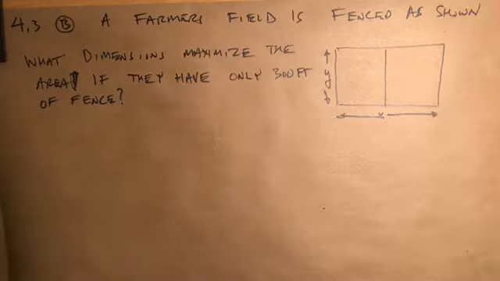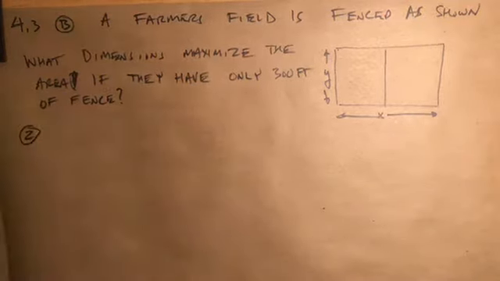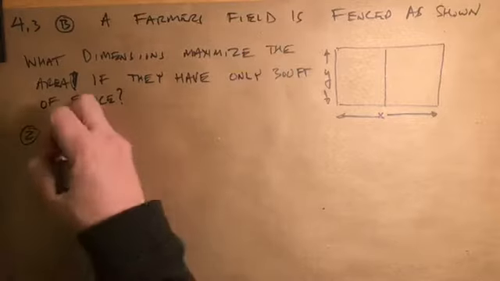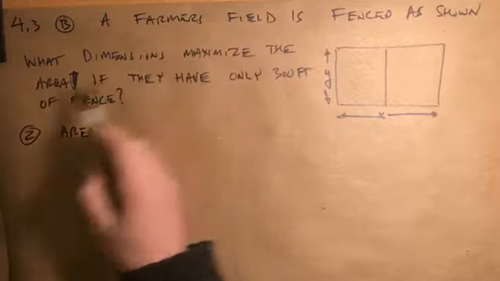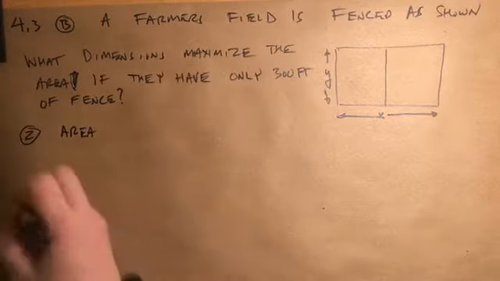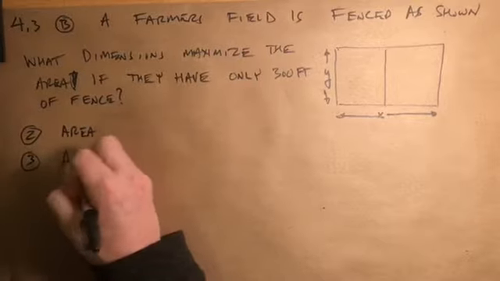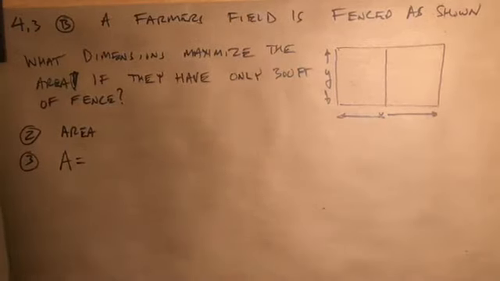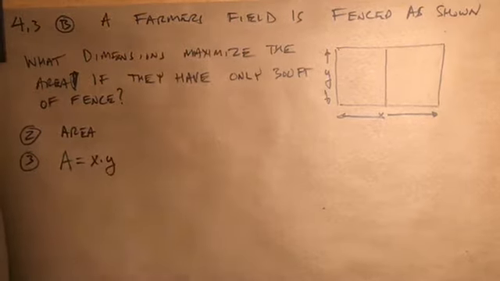And, you know, we have this step-by-step process, and step one was to make a picture, and the picture is made for us. Step two, what are we trying to optimize here? And we're trying to certainly optimize the area. It says so, maximize the area. And step three will be that we have to make some area equation. And the area of a rectangle, this is a geometric formula that we should know, x times y.